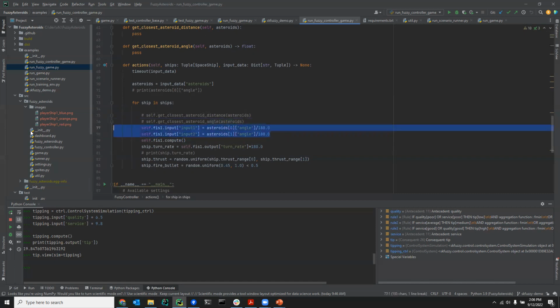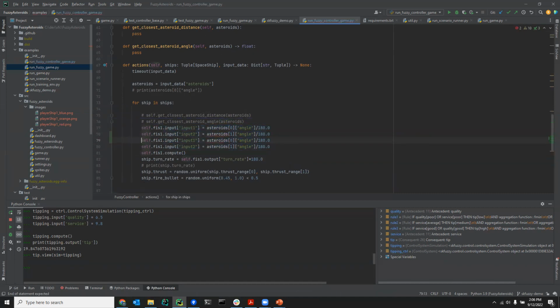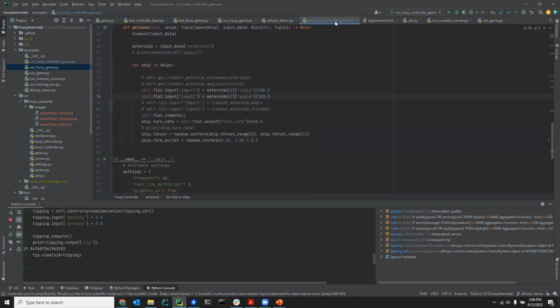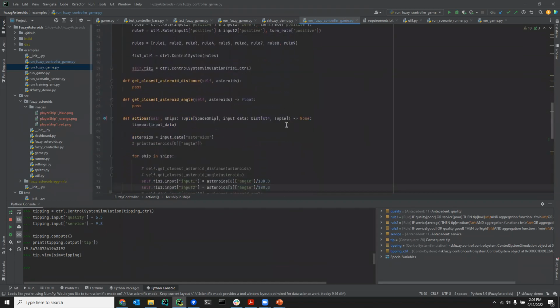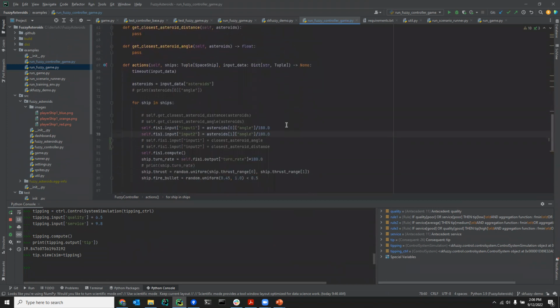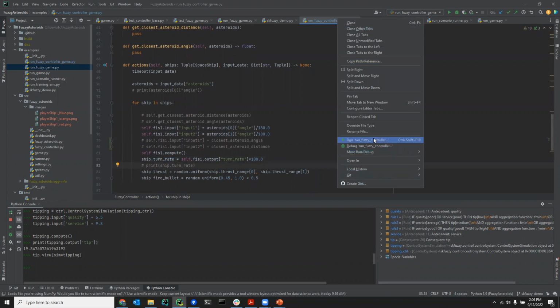Maybe in that case, instead of having just the angles be inputs, we would want the inputs to be closest asteroid angle and closest asteroid distance, and then based on that you output a turn rate. But in this case, we're just using the angles themselves. Remember that these rules are essentially made up, so it's not going to have any good behavior. We're just demonstrating that you can use a FIS in this way to dictate the turn rate of the ship at any given time in the simulation.